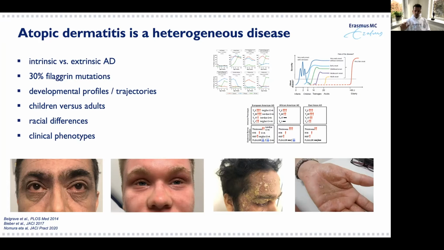And then when you look in daily practice, there are the different clinical phenotypes. No two patients with atopic dermatitis are exactly the same. So these are some of my patients. Some are really red, some more lichenified. Some have frequent secondary infections. Some have severe involvement of the hands and others not.